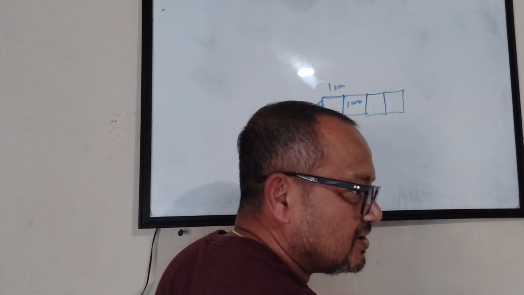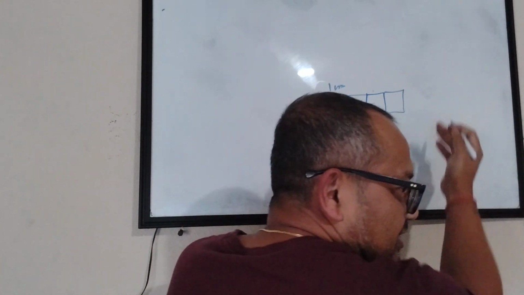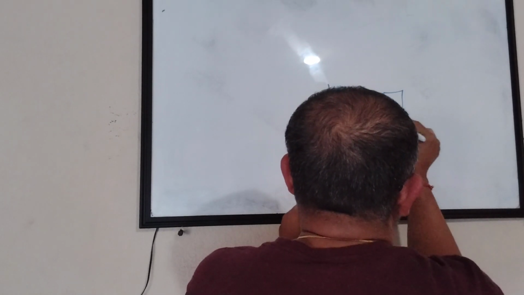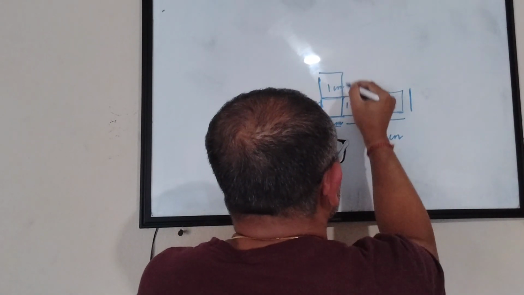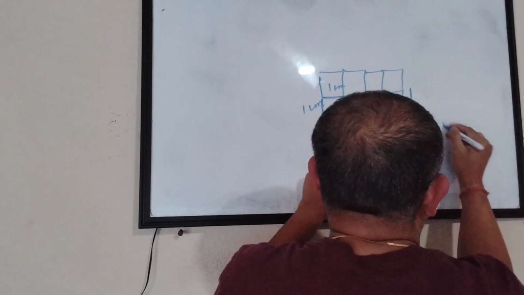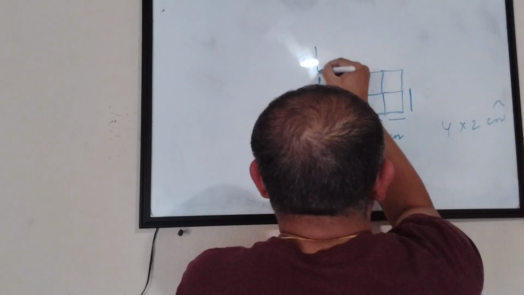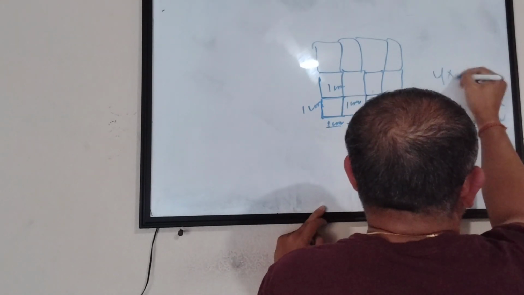It became a rectangle, if you look at it. It has a length of 4 centimeters and a width of 1 centimeter. If I add 4 more boxes on the top, it is 8 square centimeters. How did you get 8? 4 times 2. If I add 4 more boxes here, what does it become? 12 square centimeters, which is nothing but 4 times 3.